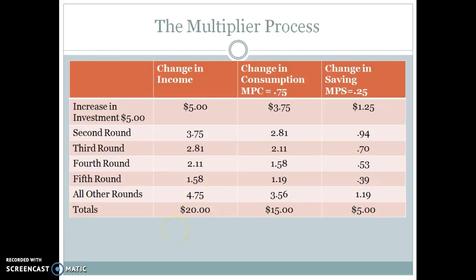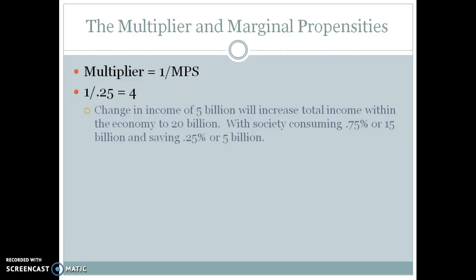Now, wouldn't it be nice if there was a quicker way or a more efficient way for us to figure this out? And thankfully there is. And here is how we do it. The multiplier is figured out by basically taking 1 and dividing it by your marginal propensity to save. And so in this case, our marginal propensity to save was 0.25. And so if we divide 1 over 0.25, what we find is that our multiplier in this economy is 4.